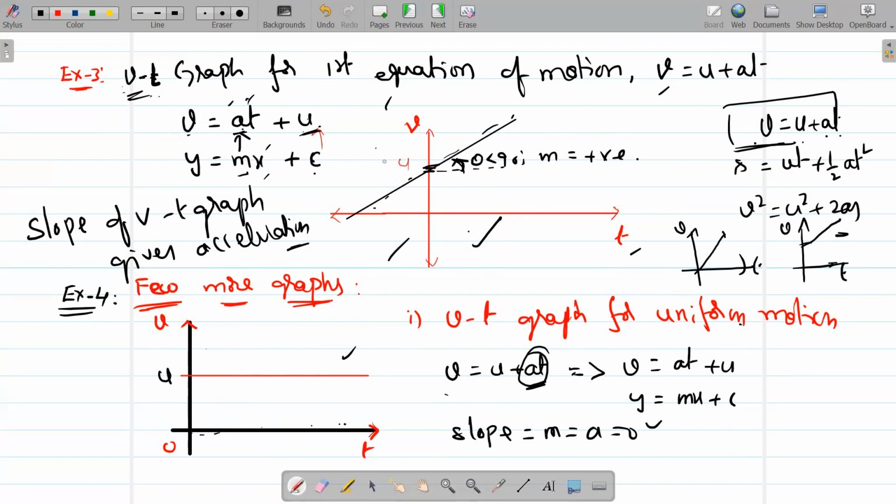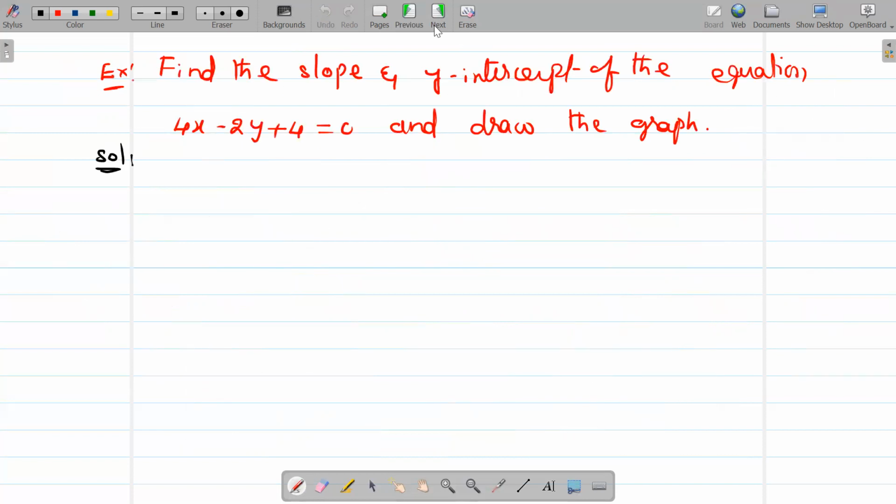Is it clear, guys? This kind of straight line graph we'll use in physics. And you can have an idea of how to calculate the slope and y-intercept if you are given some equation. Let us try to understand with the help of an example. The question given here is to find the slope and y-intercept of this equation and try to draw the graph.